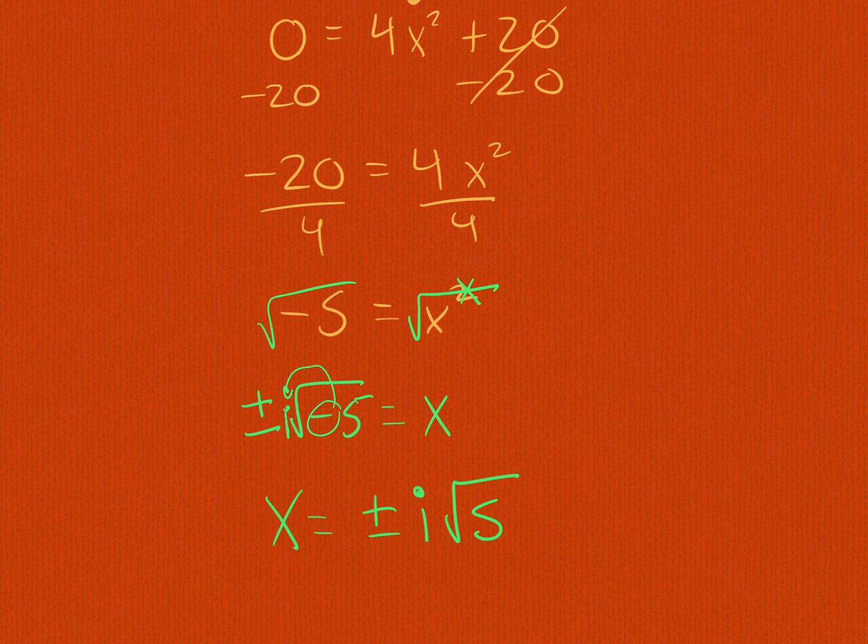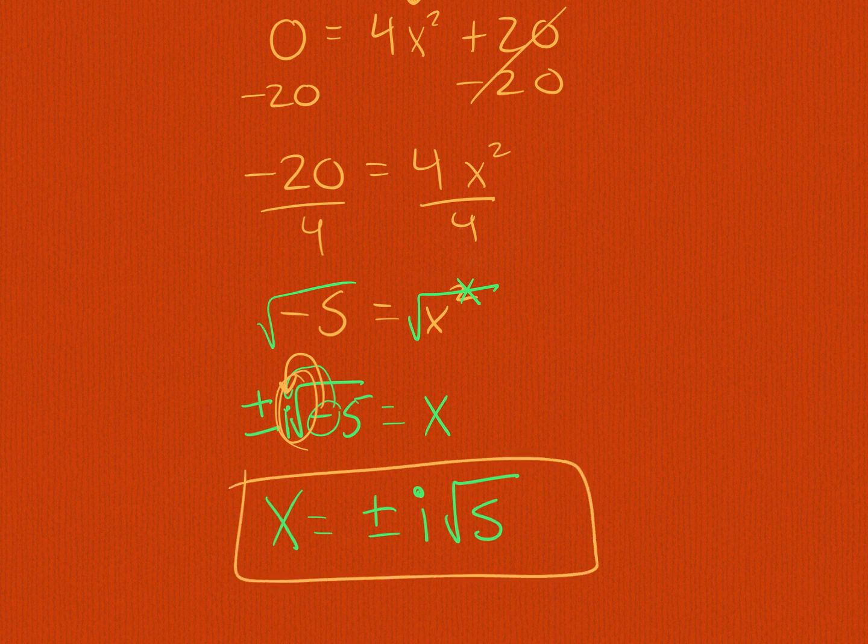So that i is still touching the square root. It doesn't go in front of the plus or minus. The plus or minus is going to be the first thing after the equal sign. So it's just the sign in front, but the i just goes right outside of the square root. And I don't know what the square root of 5 is, so I just leave it as the square root of 5.